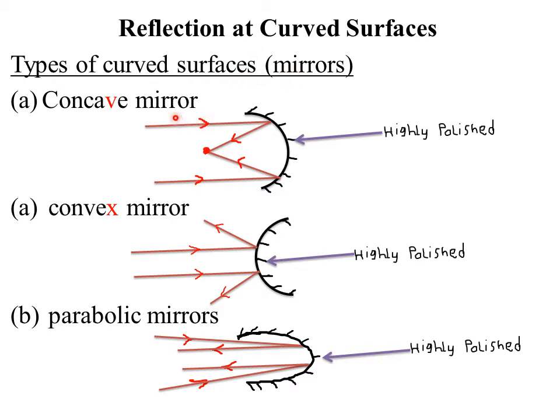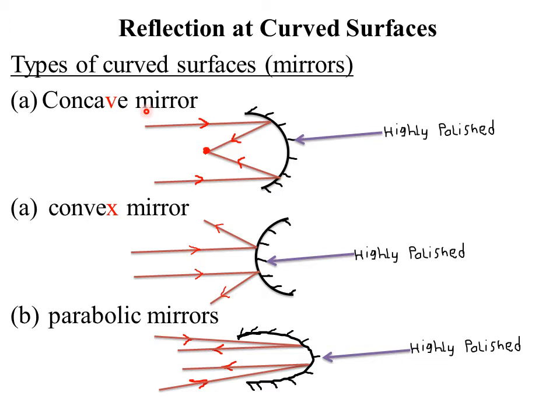So generally we have three types of curved surfaces, although we have the main two, which are the concave mirrors or concave surfaces, and also the convex mirrors or the convex surfaces. So these are the main two, but we'll look at three. The types of curved surfaces or curved mirrors are the concave mirrors, the convex mirrors, and also what we call the parabolic mirrors. So let's start by discussing the first type of curved surface, which is the concave surfaces or concave mirrors.